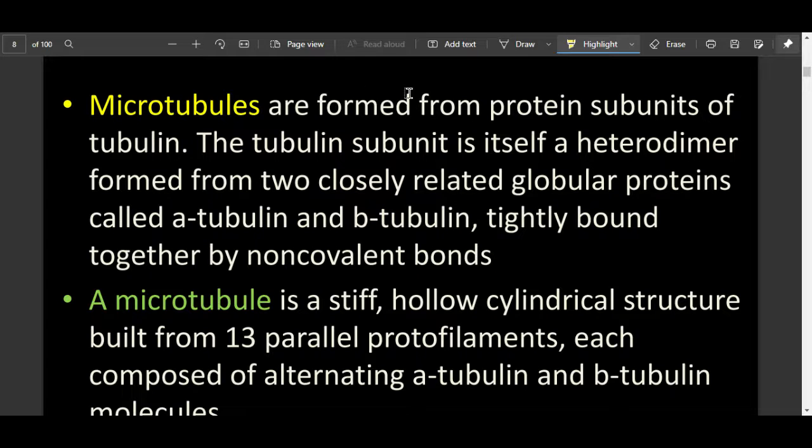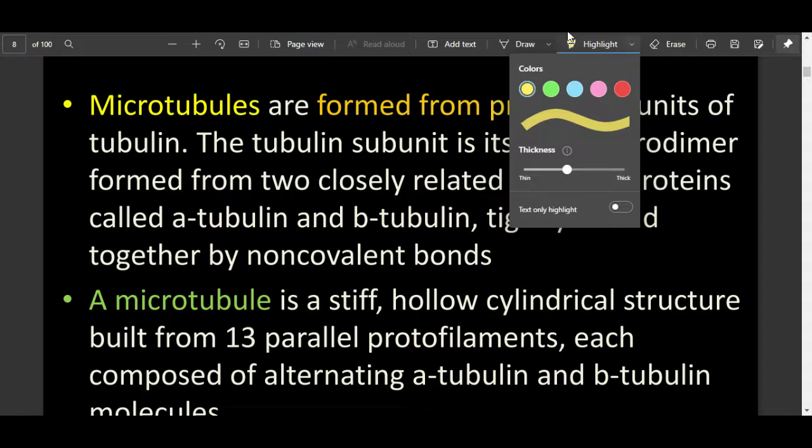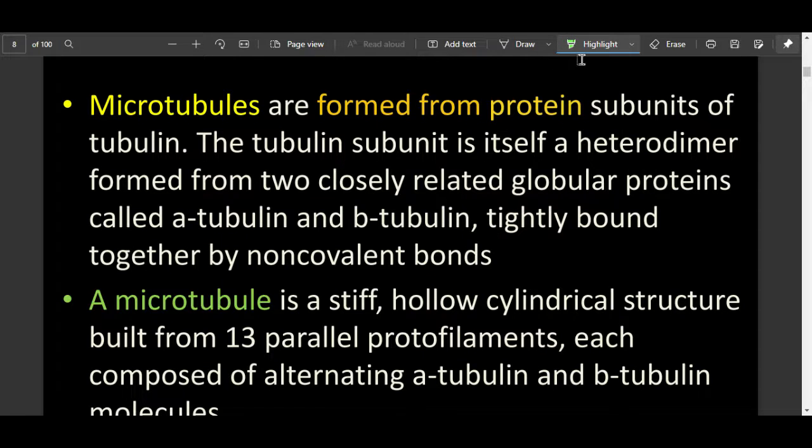Microtubules are formed. Now here is the description of microtubules. Microtubules are formed from protein filaments, from the protein subunit tubulin. So, microtubules and tubulin, the subunits of tubulin.